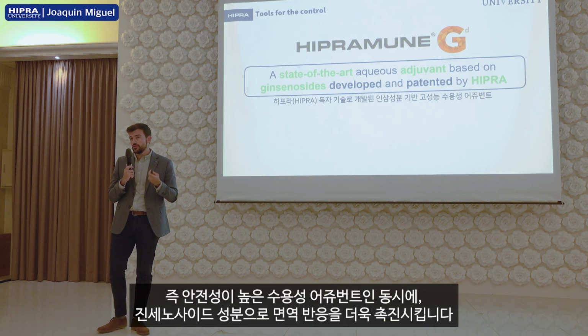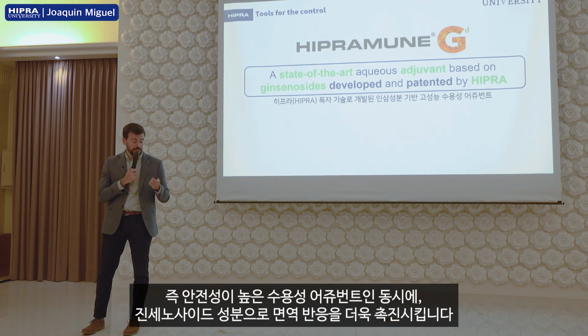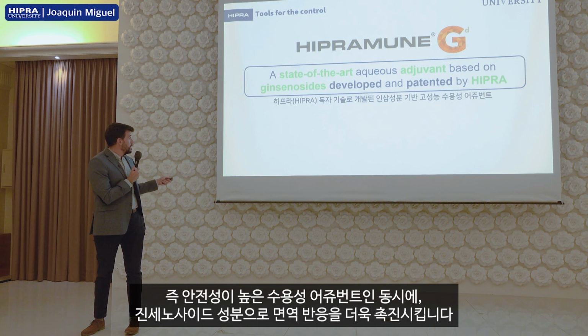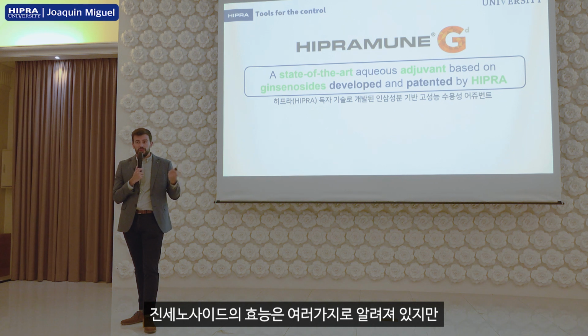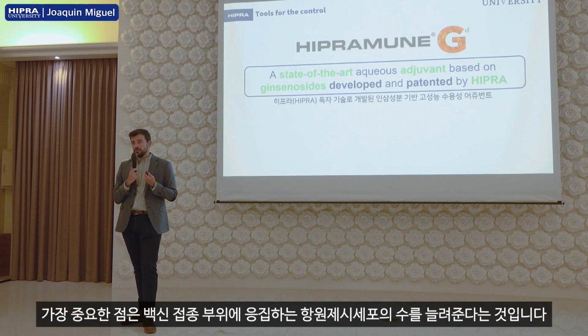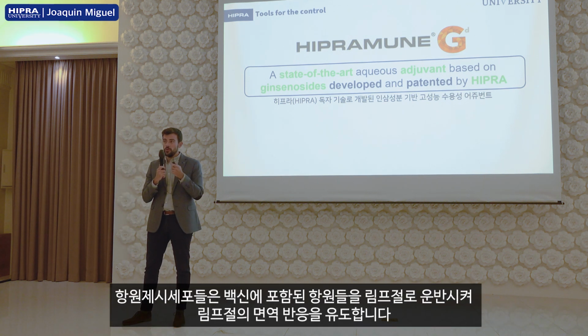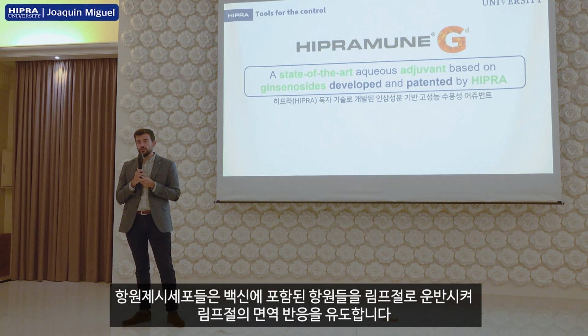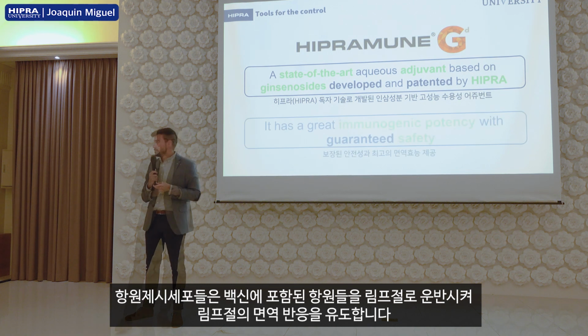So we have an aqueous adjuvant which offers a high safety profile, but at the same time the ginsenosides are going to help to develop the immune response, because they have multiple effects, and the most important is that they increase the presence of antigen-presenting cells at the site of injection of the vaccine. These antigen-presenting cells transport all the antigens that we introduce with the vaccine to the lymph nodes, where the immune response will be developed.